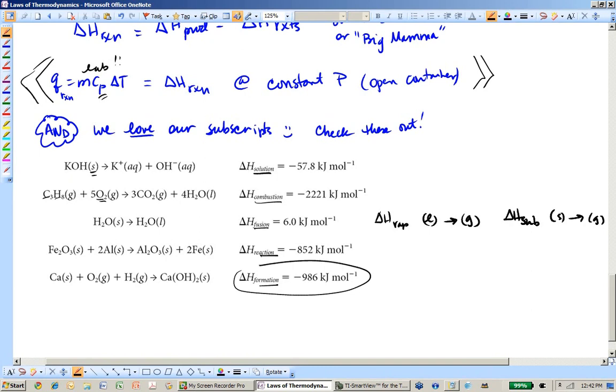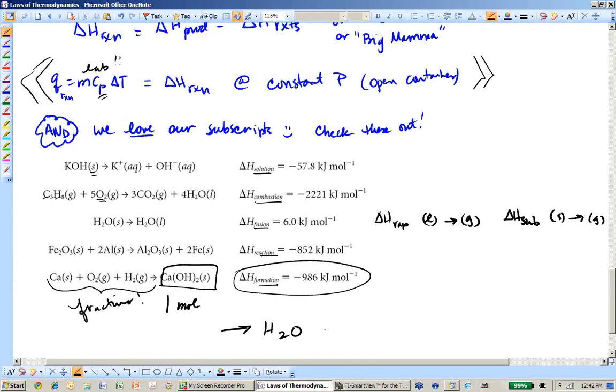This is the one you're going to use a lot, and I need you to get your head wrapped around this definition now. How much are we going to make? We're going to form 1 mole, and only 1 mole, of a substance from the elements in their standard state. It's okay to use fractions. You're going to see fractions here a lot, because in order to form 1 mole, you have to have fractions sometimes.